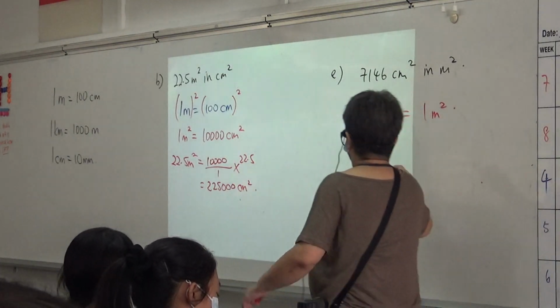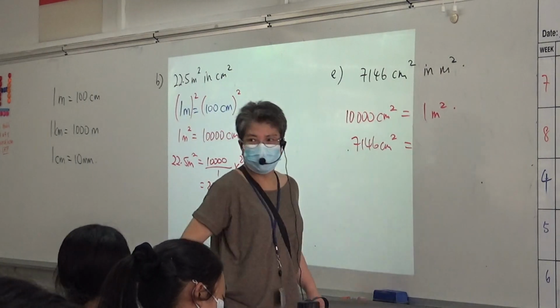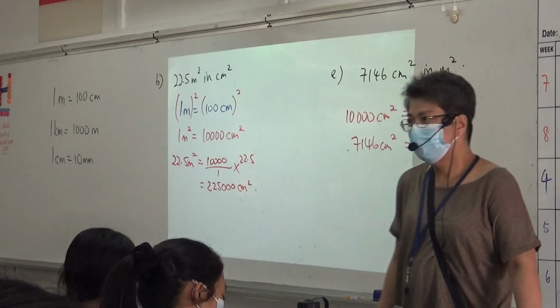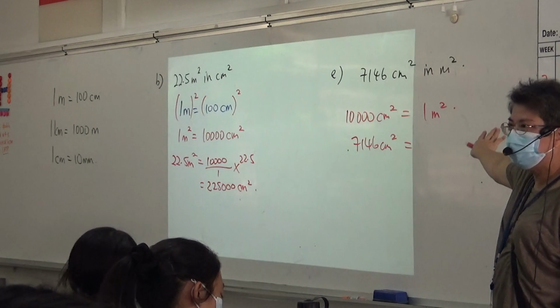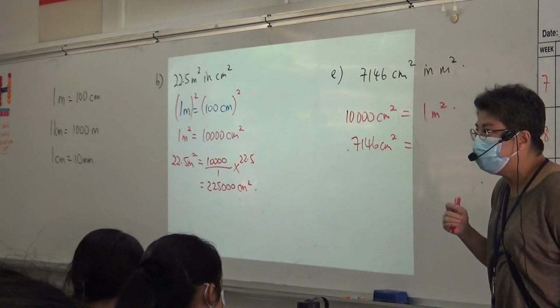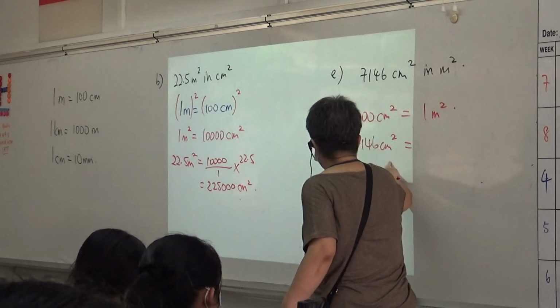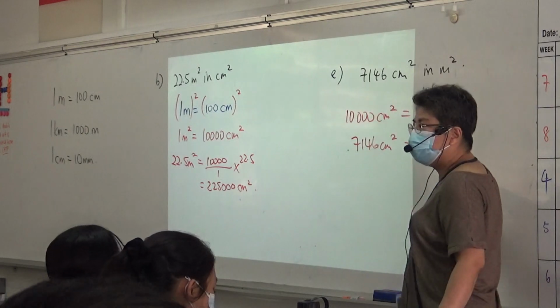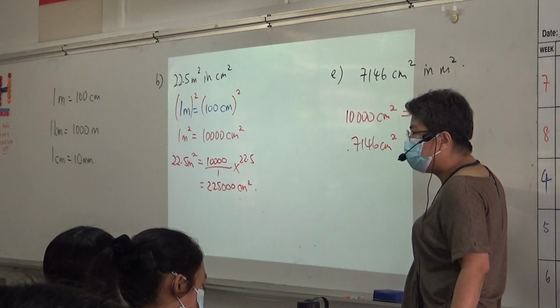Now, can someone tell me how come I write it this time like that? How come I write 10,000 cm squared equals 1 meter squared? Because I want to line them up, right? Can you see that I put the cm squared here? So can you tell me what's the working?